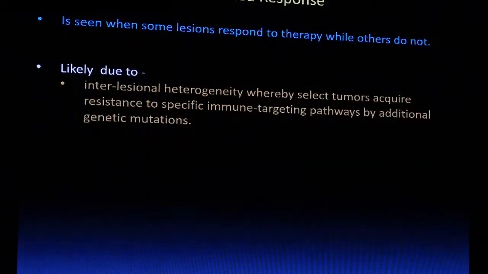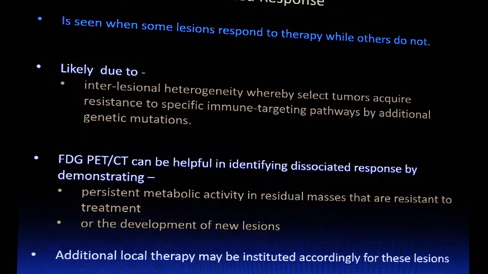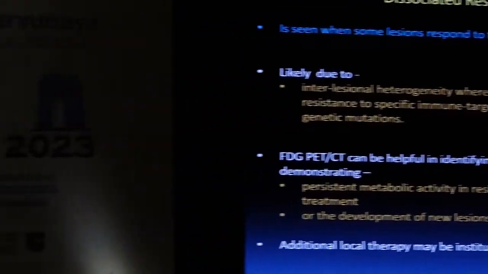Coming to dissociated response, here some lesions will respond and some will not. That is because of the development of resistance due to genetic mutations. We can easily see this with FDG because you will see some lesions which are not responding and some new lesions which will be coming up.